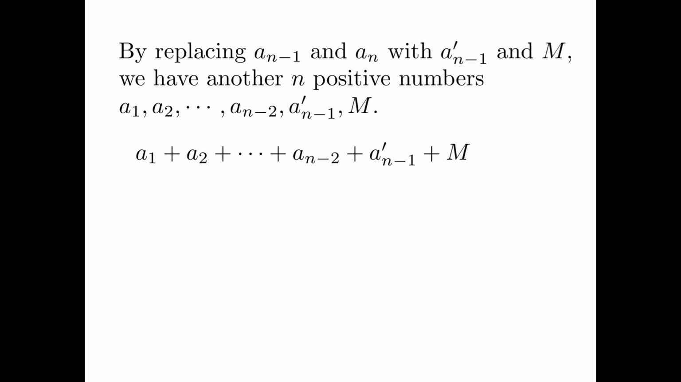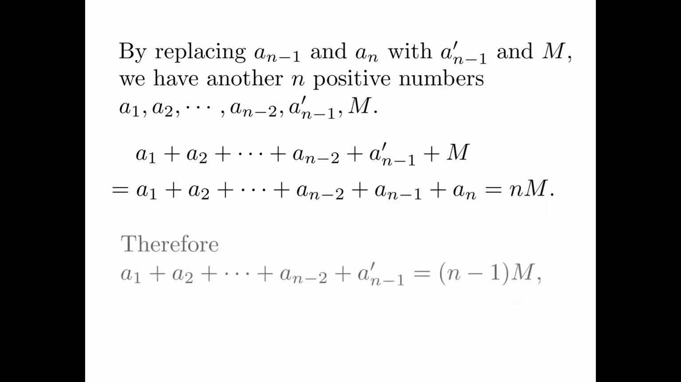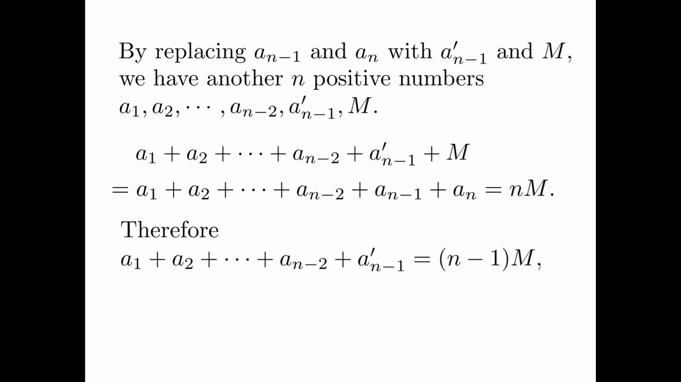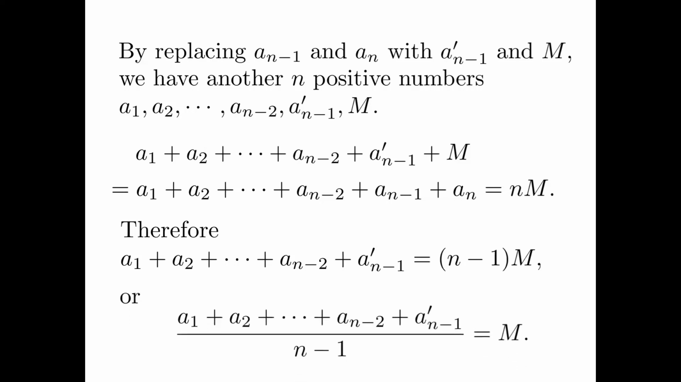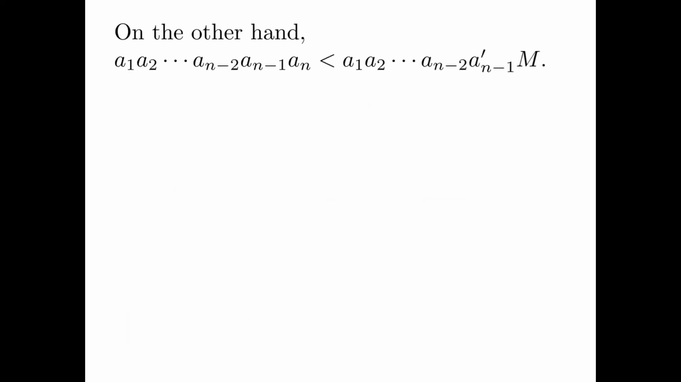By replacing a of n minus 1 and a of n with two new variables, a prime of n minus 1 and m, we have another n positive numbers. The first n minus 2 numbers are unchanged and we replace another two numbers. The sum is still the same, but one of them is m. So the first n minus 1 numbers have a sum of n minus 1 times m. In other words, the average of the n minus 1 numbers is m. On the other hand, let's look at their product. After the replacement, we have a larger product.